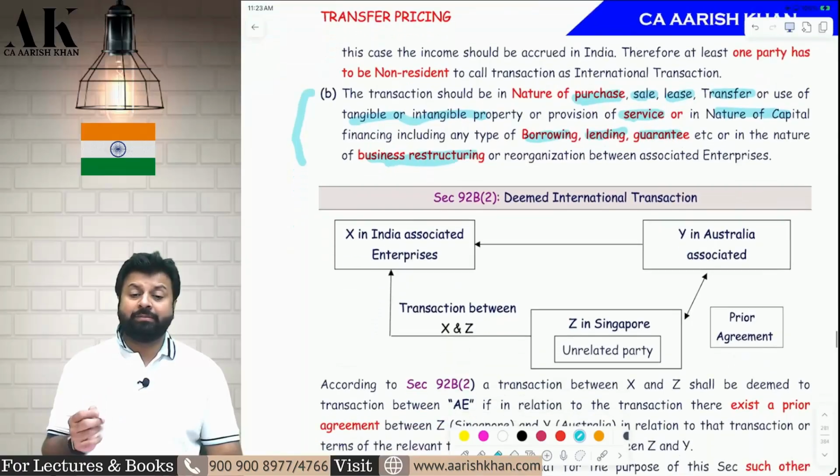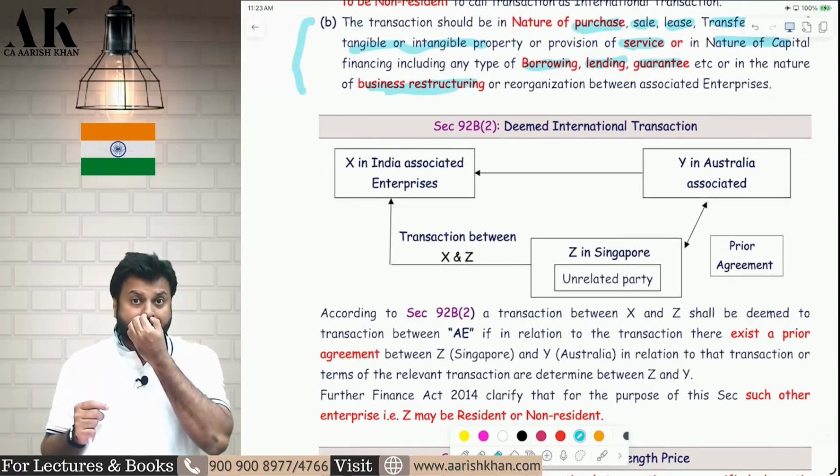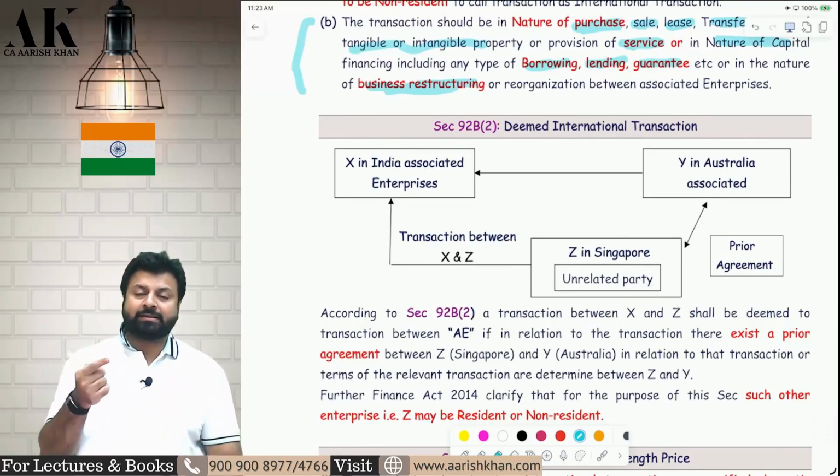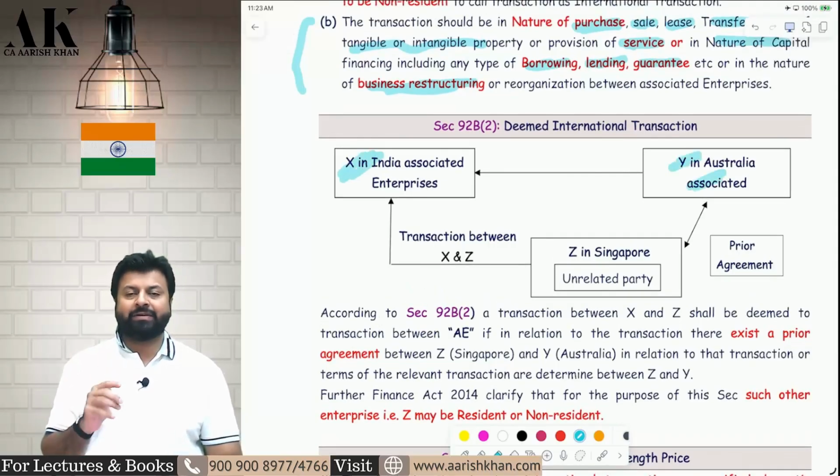Now let's talk about what is deemed international transaction. Deemed international transaction has been put under section 92B subsection 2 with some intention, where the assessee is trying to evade tax. Now pay attention please. X is in India and Y is in Australia and X and Y are associate enterprise.